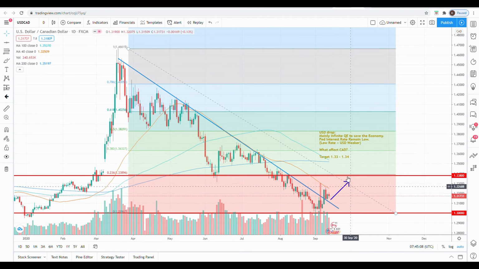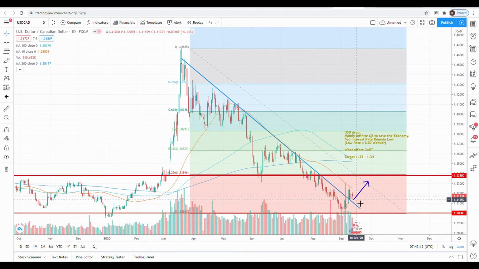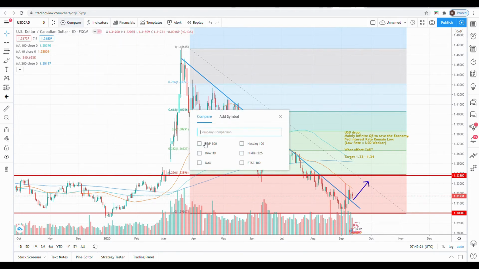So I'm looking for USD Canadian to go up based on this chart itself. But like I say, disclaimer applies. So take note, if you can't trade, then stay away. Next, I'm going to input and compare US oil, and we shall see how the chart moves.